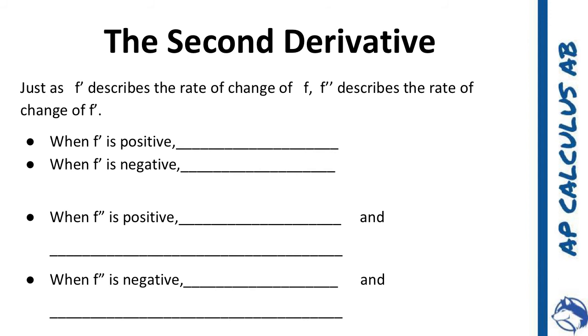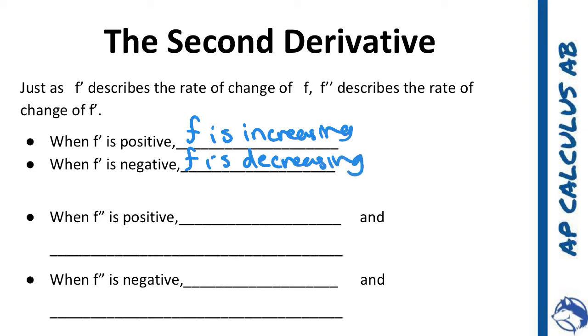Okay, so when we're talking about the second derivative, just as f prime describes the rate of change of f, f double prime describes the rate of change of f prime. What we already know is that when f prime is positive, f is increasing. Same as when it's negative, f is decreasing. That's something that we already know.